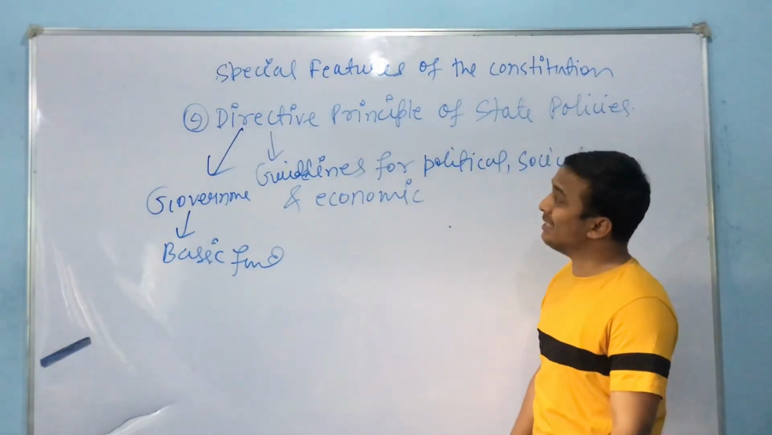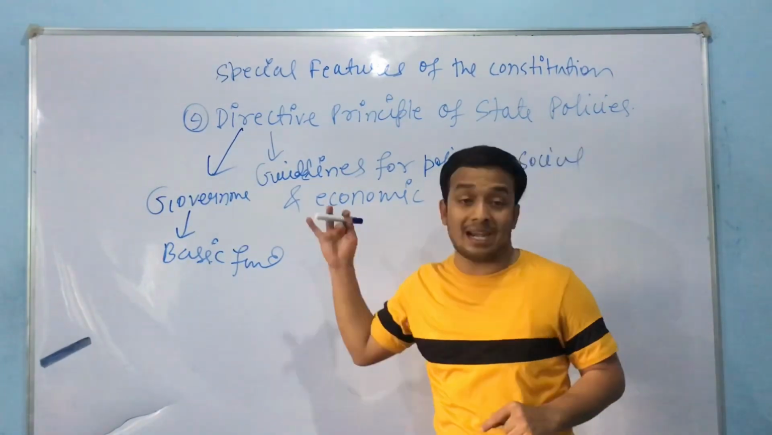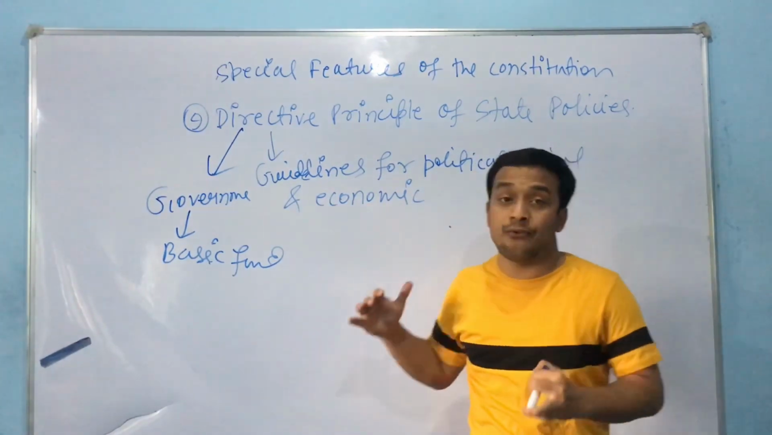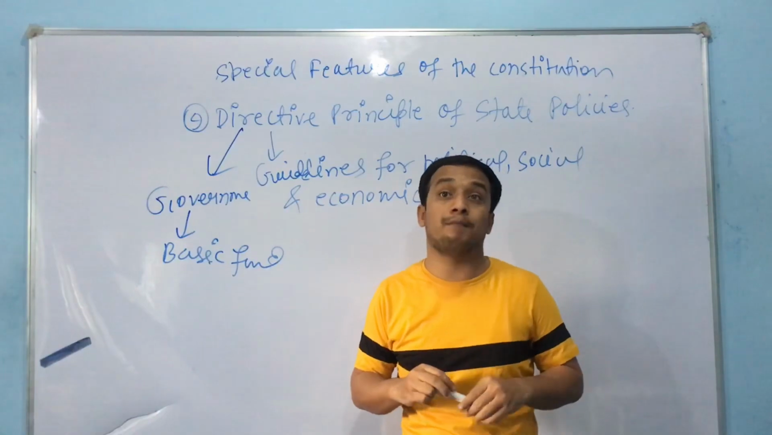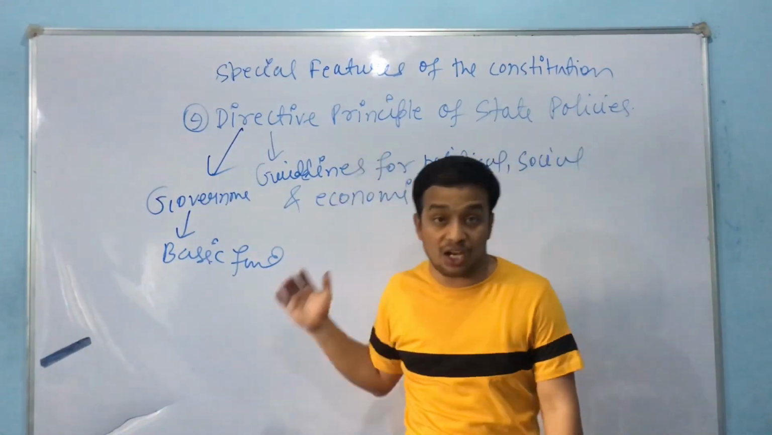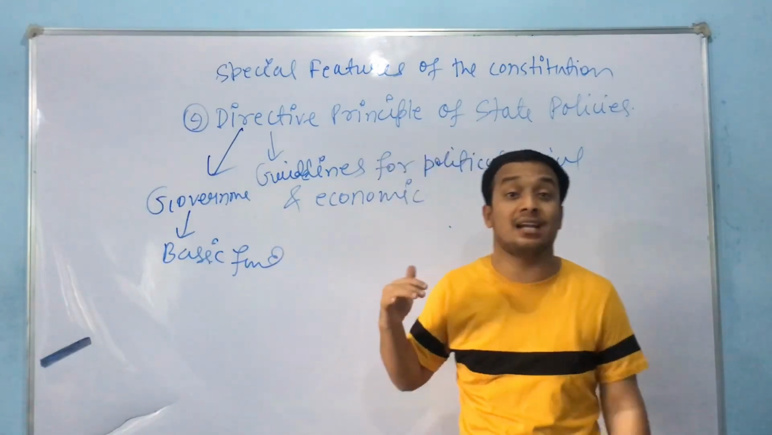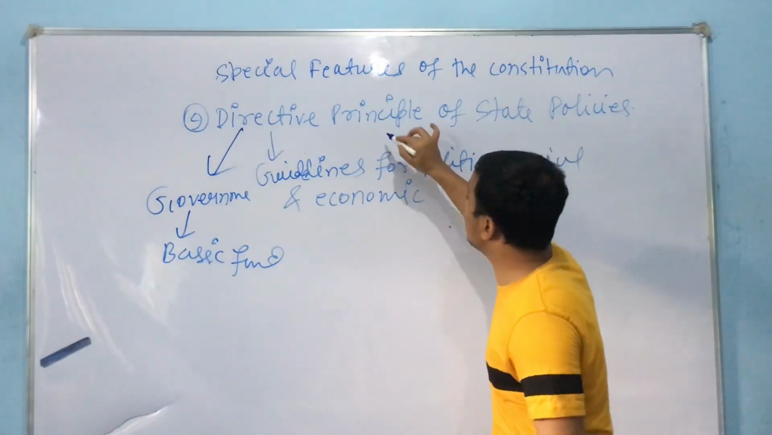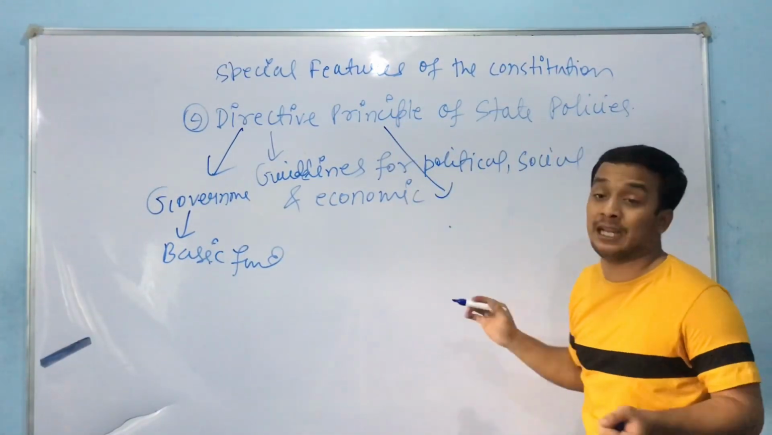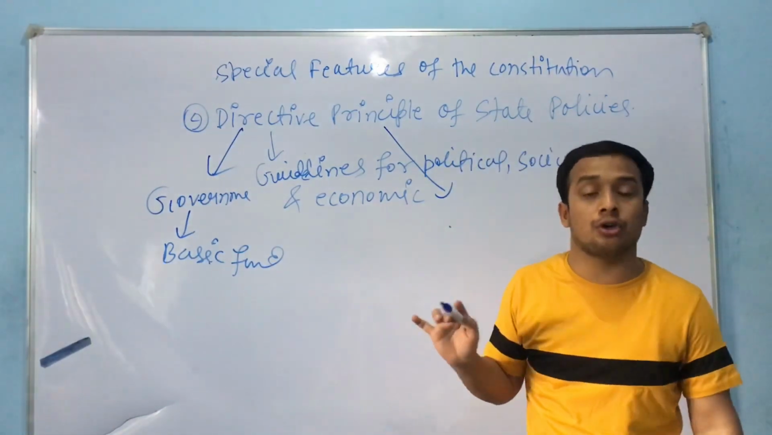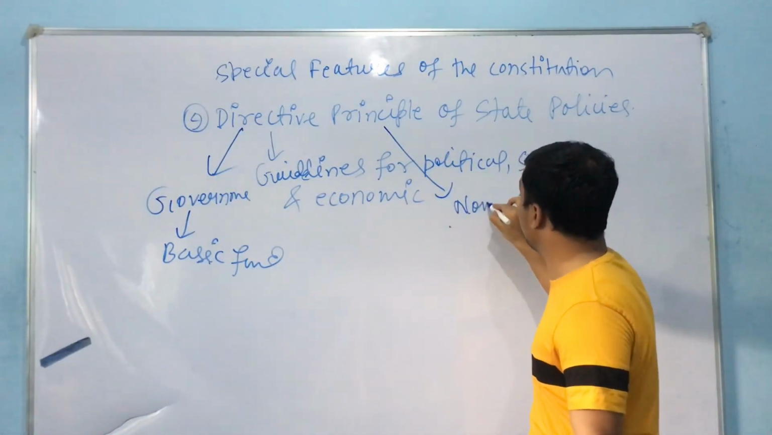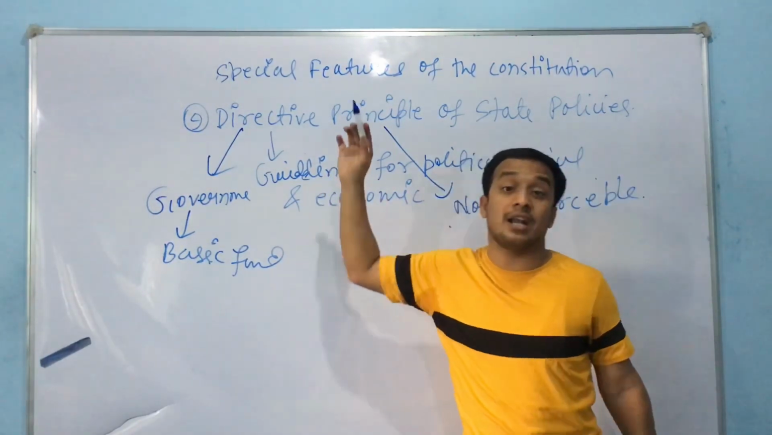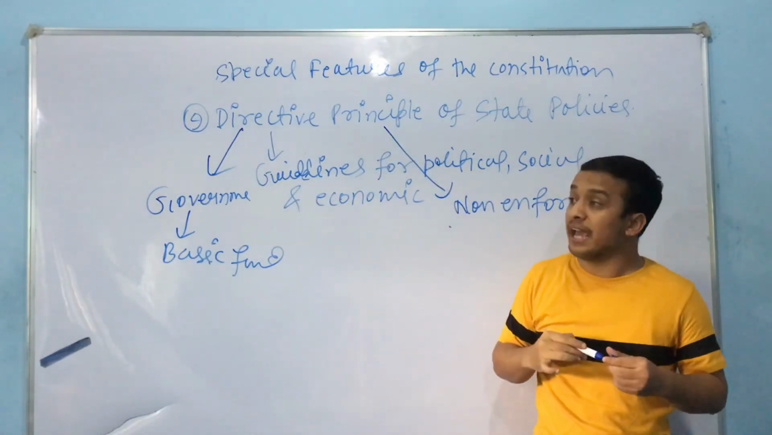Okay, now one thing you should keep in mind: although we have studied about the fundamental rights, fundamental rights are enforceable. What does enforceable mean? In case of violation, if your fundamental right is being violated, you can easily approach the court. But in case of violation of your directive principles of state policy, you cannot approach the court. Means these are non-enforceable, whereas fundamental rights are enforceable.